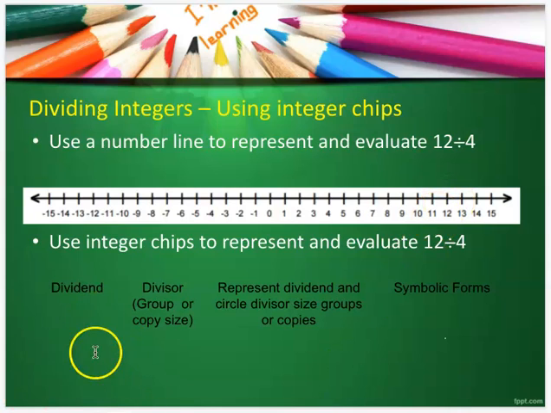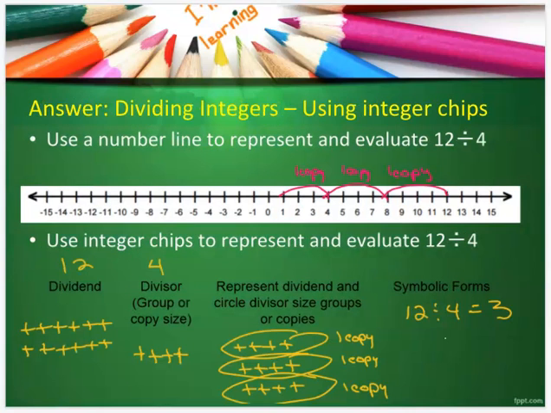So my dividend is 12. My divisor, or my group size, is 4. And then if I circle those divisor size groups, this is what it would look like. So you can see there I have my dividend of 12. My copy size is 4. So I have 4 in each copy. How many copies can I make? I can make 3 copies.